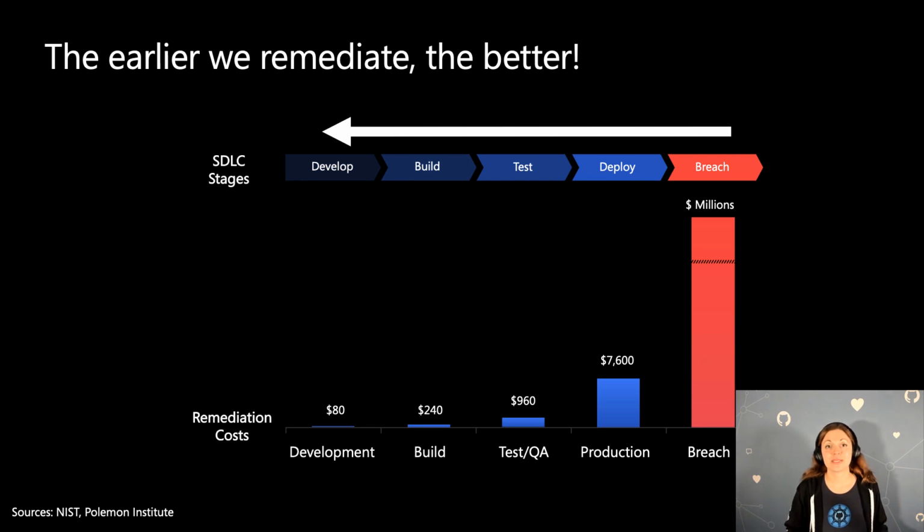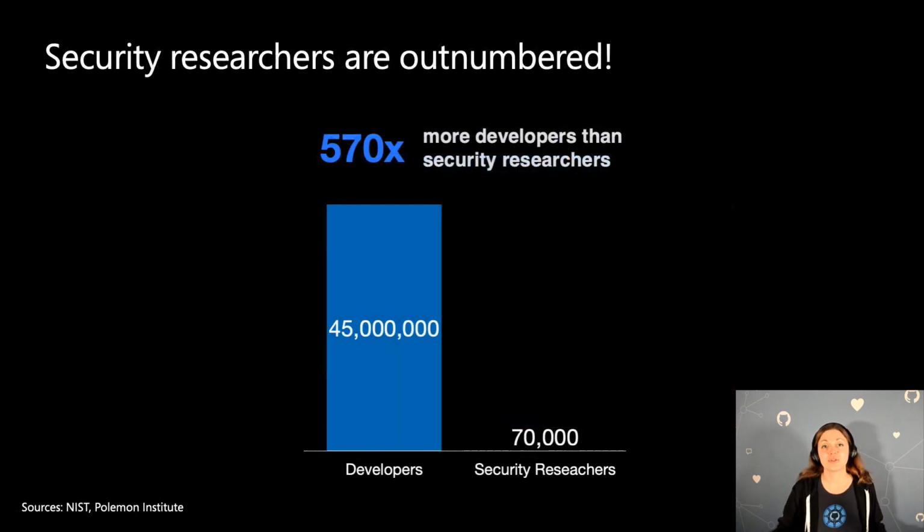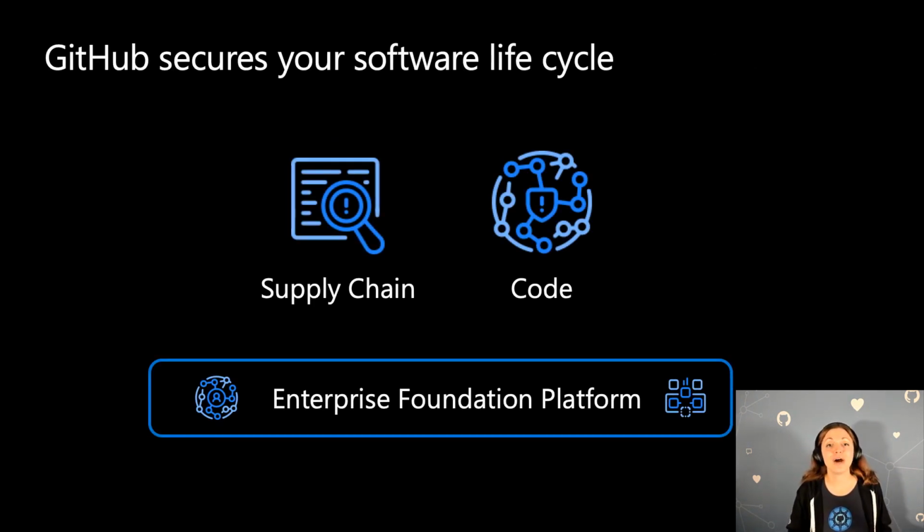Well, a lot of times we used to think that security is only the problem of security researchers. But we cannot really make this claim anymore, because we know that there are millions of professional software developers in this industry and a very small number of security researchers. So really, security should be top of mind for every developer who's writing software. So how can we help developers solve this problem? Well, at GitHub, we're helping you secure your complete application development lifecycle. So we look into securing the software supply chain, and then securing your code, and then of course base it all on an Enterprise Foundation platform.